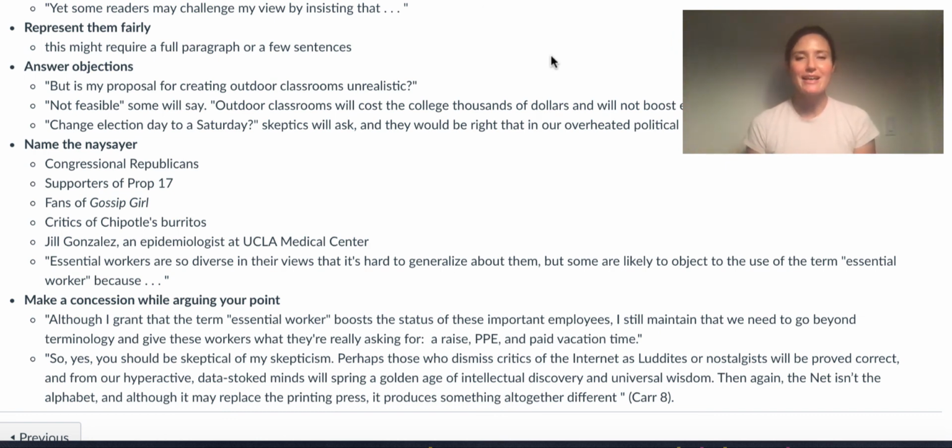So I hope that helps. Understanding how to plant a naysayer is really important, whether it's an informal essay or a research paper.